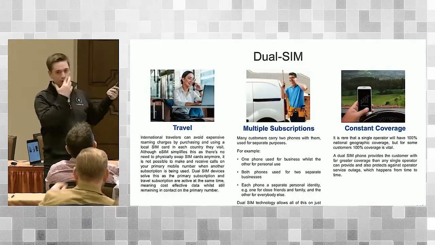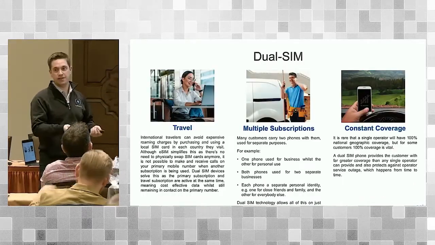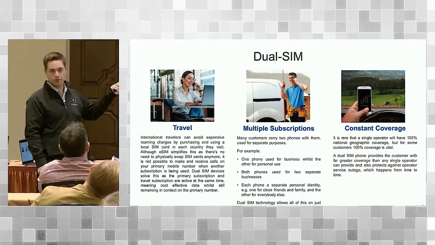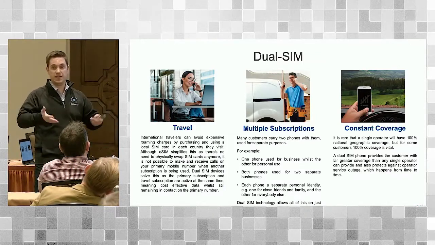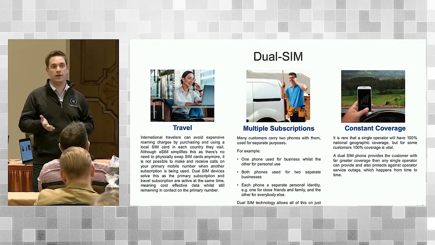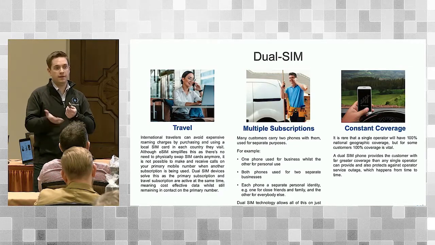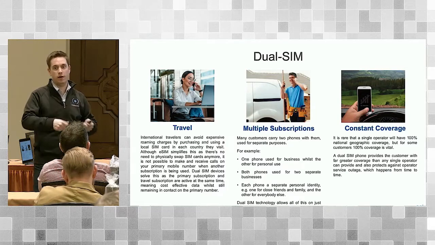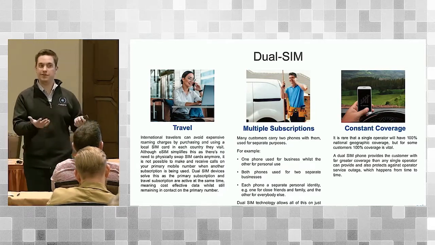And so there's a couple of use cases. Travel, international, you might want a secondary SIM. Multiple subscriptions, which is the private and carrier within the same location. And then you might want constant coverage if you're going in rural areas. You might say, hey, they have a coverage gap on one carrier, so I want a secondary carrier for that area that covers it.